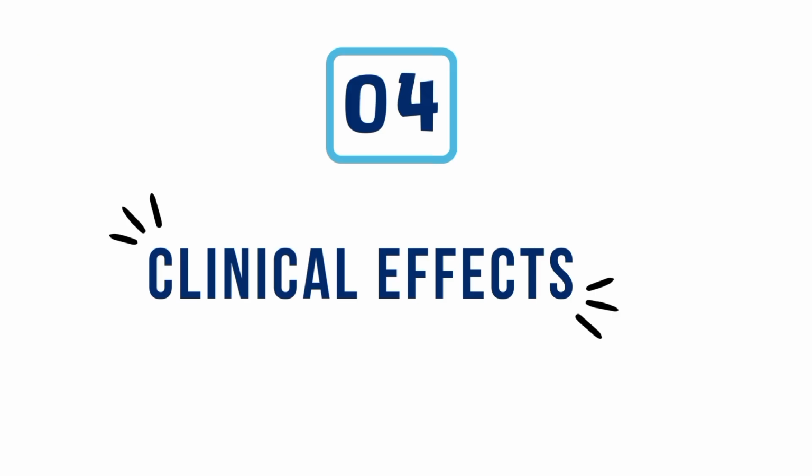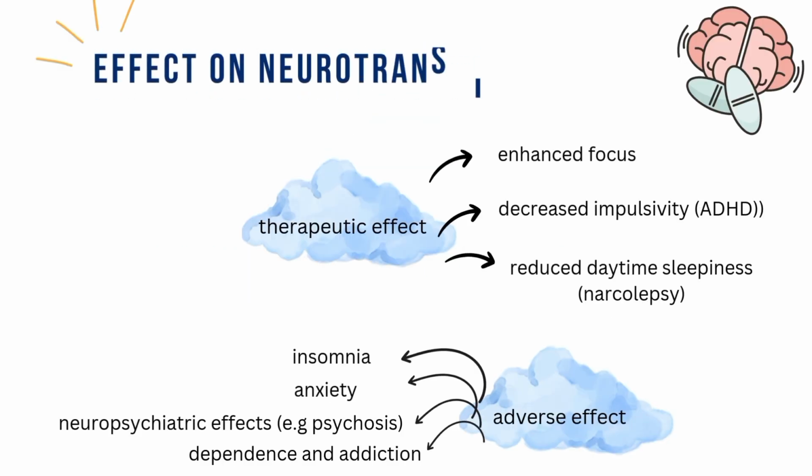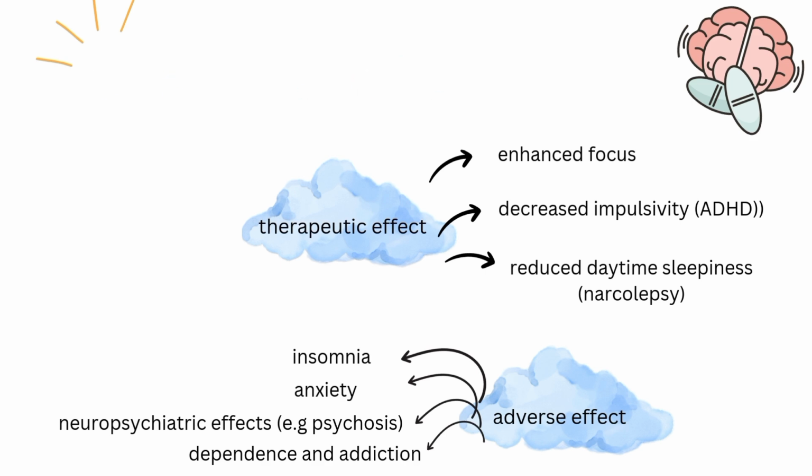The clinical effect of amphetamine comes from its effect on the neurotransmitters in the CNS. There are two effects, which are therapeutic effect and adverse effect. The therapeutic effect will enhance focus, decrease impulsivity, and reduce daytime sleepiness. Adverse effects are insomnia, anxiety, dependence, and addiction, and also neuropsychiatric effects, for example psychosis.